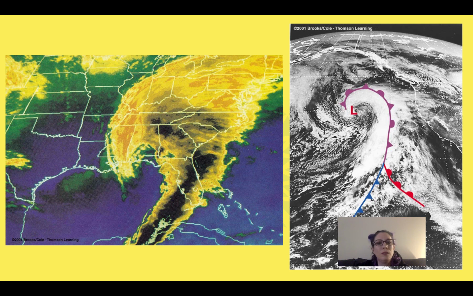Not sure why these pictures are in here, but I think it's just to exemplify the tools that meteorologists use. We might be using things like radar, satellite. It's progressed a little bit since here, but this gives you the idea of the type of tools that meteorologists actually will use.